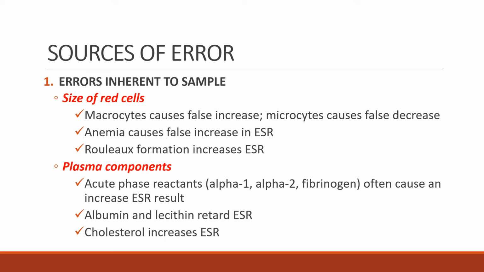Anemia, on the other hand, causes a false increase in your ESR. In anemia, with the hematocrit reduced, the velocity of the upward flow of plasma is altered so that the red blood cell aggregates fall faster. Rouleaux formation, like autoagglutination, causes clumping of your cells and thus they settle faster at the bottom of the tube, resulting in an increase in your ESR.